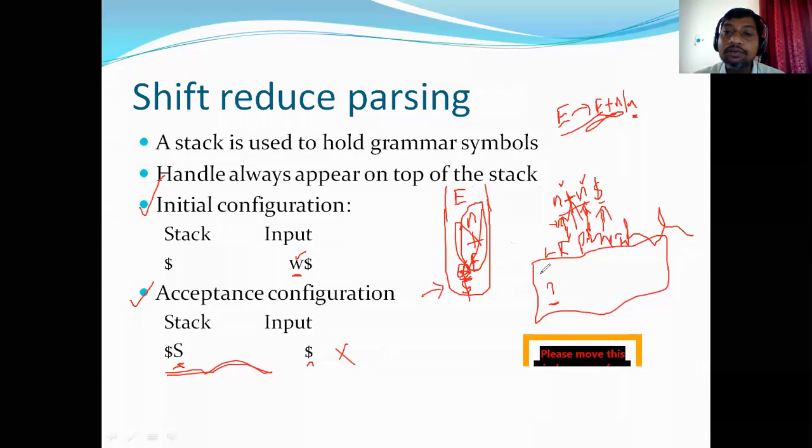Now let us see. With e on top of the stack, we come to the acceptance configuration: e on top of the stack and your read head points to $, the right hand input marker. That is an indication that we are done. We have successfully parsed the given input string n plus n. N plus n is successfully reduced to e. So hence we can say n plus n is a valid string.